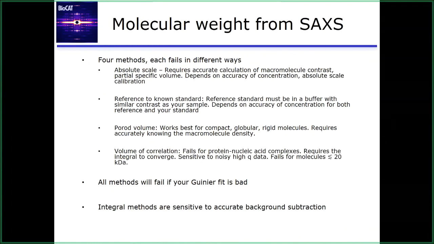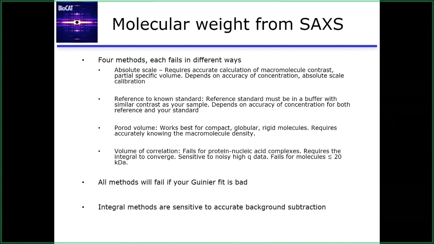Additionally, the absolute scale method requires accurate concentration of the macromolecule, contrast, and the partial specific volume. You need to have an accurate concentration measurement, and the absolute scale calibration has to be done right. That's a lot of moving pieces. For the known standard, ideally to get that bang on, the reference standard has to be in the same buffer, or at least a very similar buffer, as the experiment you're doing. It also depends on your concentration measurement for both your sample and the standard.